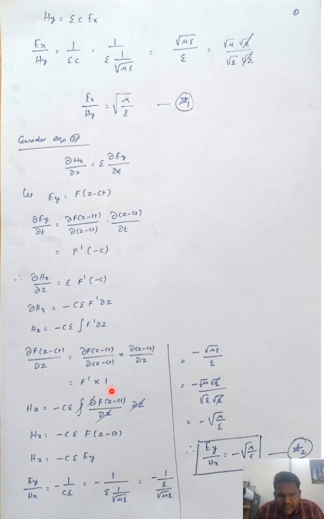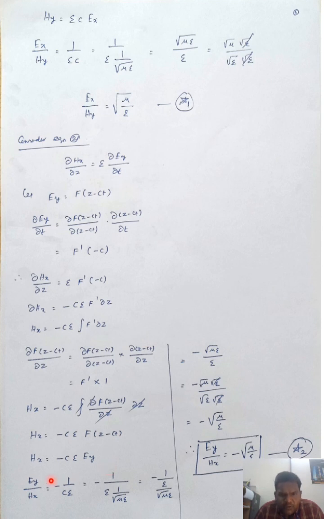Finally, I am replacing this f prime value in the above equation, getting this value and cancelling the equivalent values, dou z in the denominator and dou z in the numerator, and the integration and differentiation getting cancelled. Finally we end up with Hx is equal to minus c epsilon f of z minus ct. Now I am getting Hx is equal to minus c epsilon Ey.